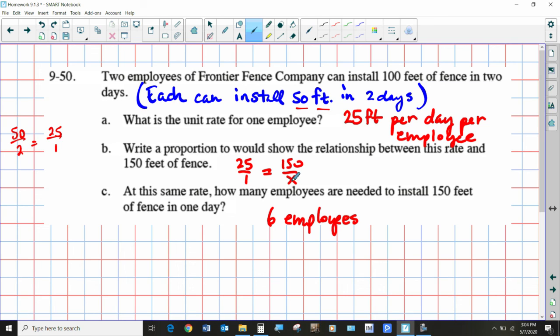Now, if you change the number of days, that would change the number of employees that you need. Maybe if you're going to work 2 days, then you'd only need 3 employees, since it's 25 feet per person, or per day per person. Yeah, so if you change the number of days, it would change the number of employees needed. So there you go. Hope you did well on this.